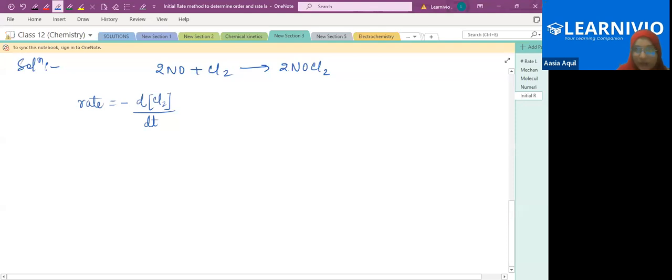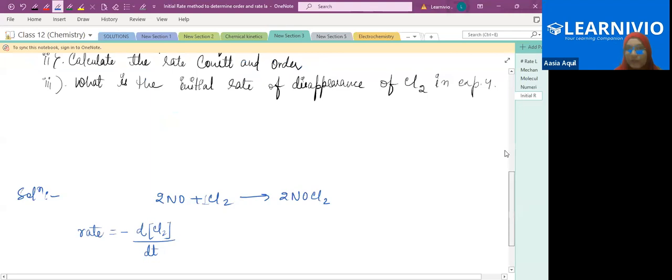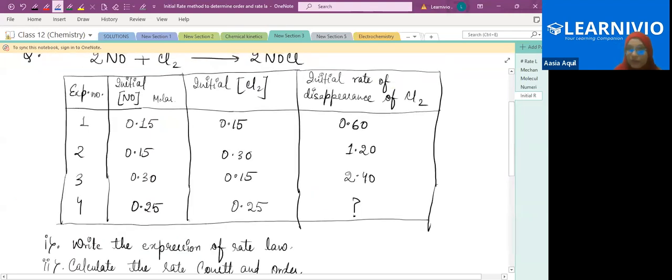This is for Cl2. You can see the stoichiometry is 1, so the rate of reaction is equal to the rate of disappearance of Cl2. Can we say that? Because there is no coefficient. If there is a coefficient over here, we can't say that the rate of reaction is equal to the rate of disappearance of Cl2. But here there is only one coefficient, so we can say that the rate of disappearance of Cl2 is equal to the rate of reaction. So in this question, this is the table, and the initial rate of disappearance of Cl2 is given.